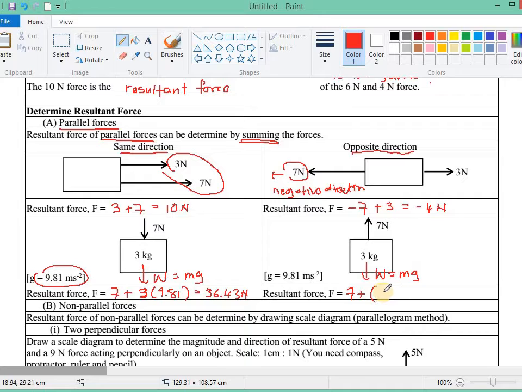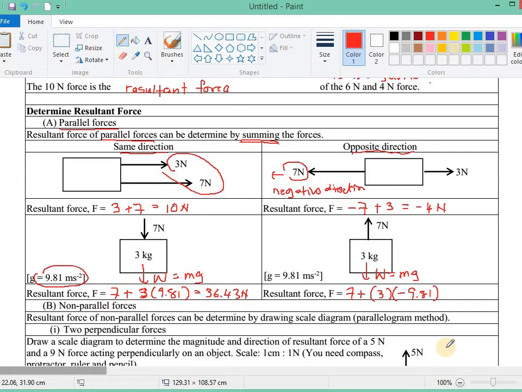So the mass is 3, and the gravitational acceleration is downward. Accelerate downward. So the direction of the acceleration is negative 9.81. This is how we get the negative for the weight. For the direction of the weight to be negative.